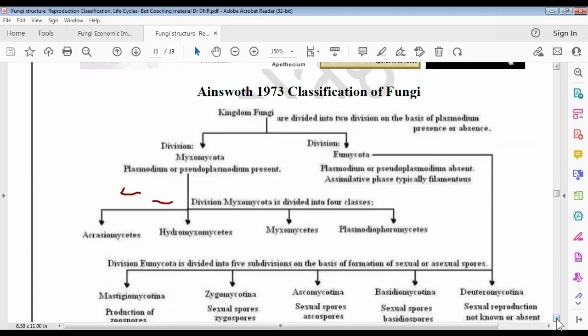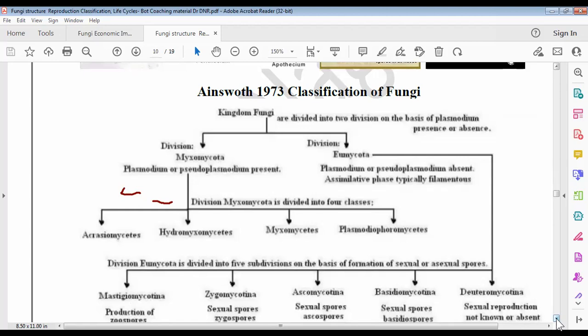It doesn't have a cell wall. There is no specific structure. The thallus, we call it a plasmodium. Plasmodium type thallus is present in Myxomycota. That you have to remember. Plasmodium, you know the plasmodium? Yes, sir. Plasmodium falciparum, Plasmodium vivax. Plasmodium is a protozoan.